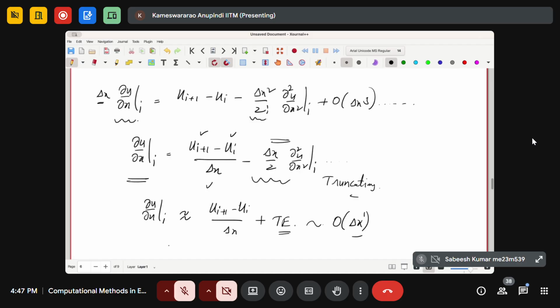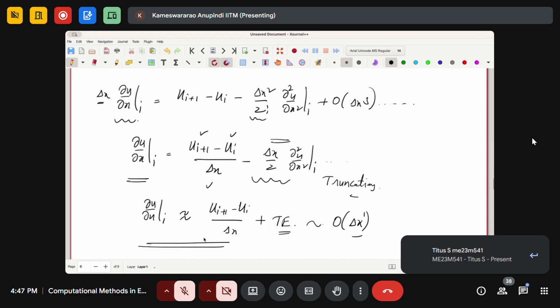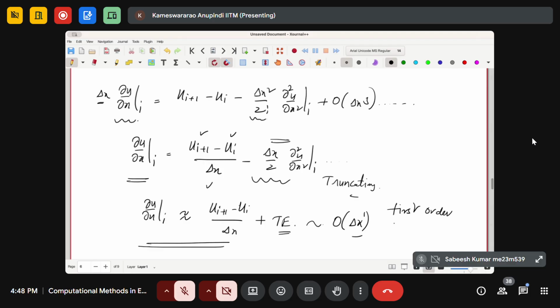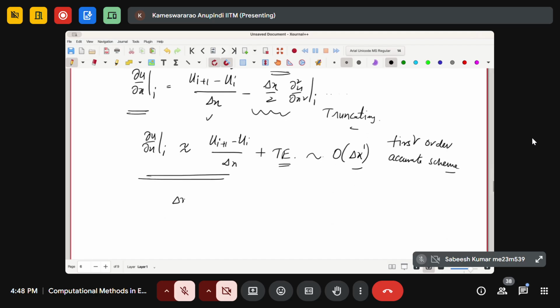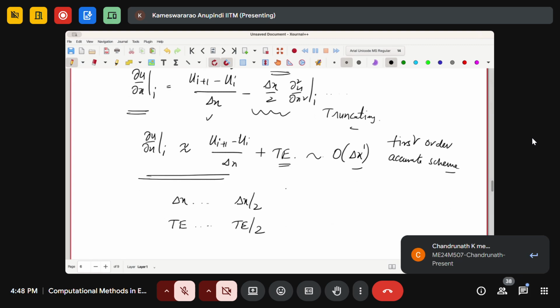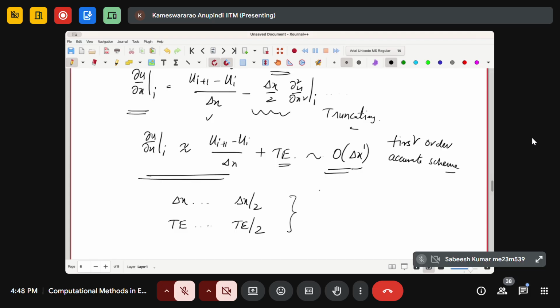So as a result, this particular scheme, which is dou u dou x at i equals u i plus 1 minus u i by delta x, is known as a first order accurate scheme. Meaning if I make my mesh half of the delta x, the truncation error that I had before is only going to become half of it, because the truncation error goes as order delta x. So that is a consequence of a first order accurate scheme.